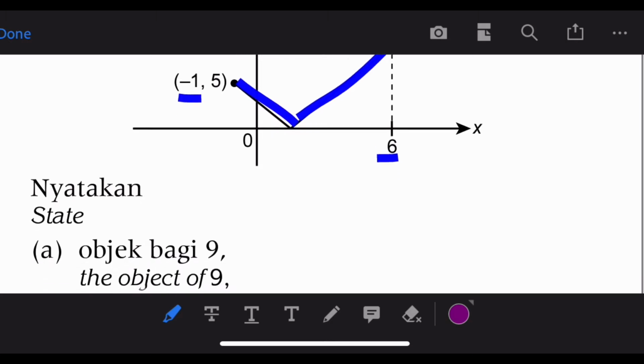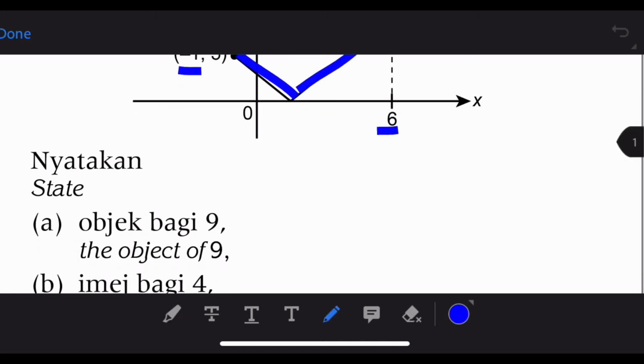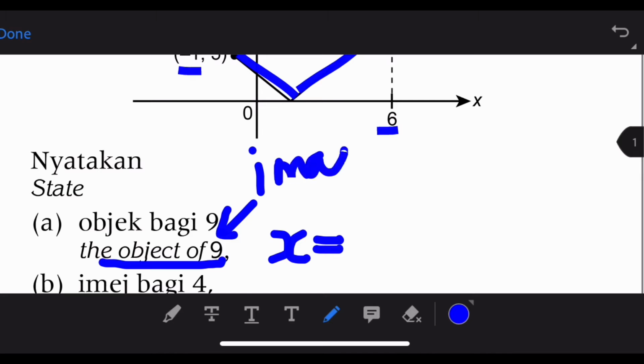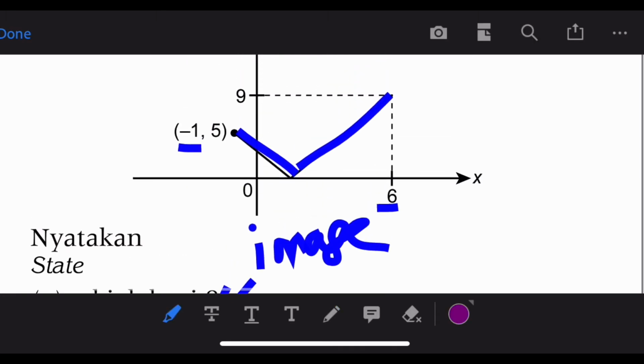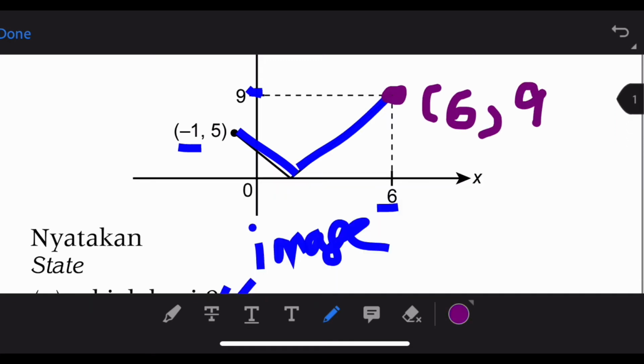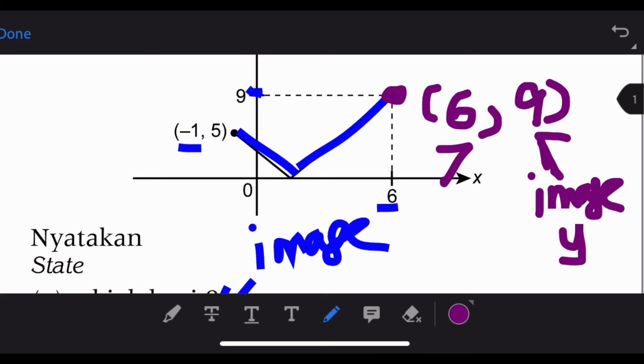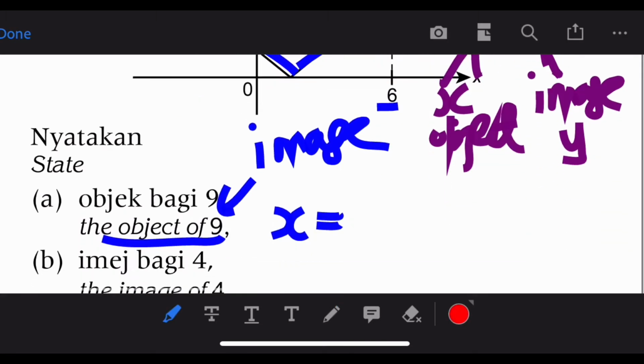Okay, so state the object of 9. Object means x. 9 means y, or it means f(x), which is the image. So we go to the y. Here is y. We want to find the x when y is 9, right? So let's write down. This is actually (6, 9). So the image is y, and this is x, which is the object. So the answer is very simple. It's just 6. The object of 9 is 6.